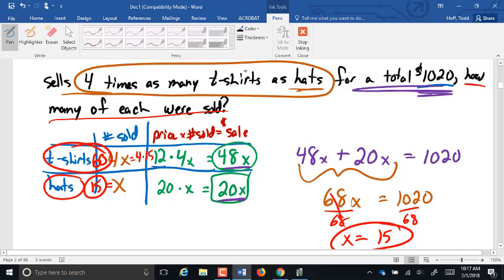That one's a little more complex than anything I would ask you in the homework today, but again, we're going to keep building up to something like that.